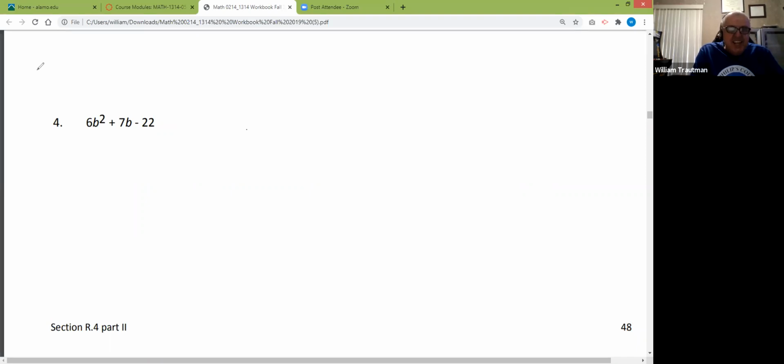Please. I'm looking for a GCF. There's no B in the last one, and 2 goes into 6, 3 goes into 6, but 7 is prime. Nothing goes into that other than 7. So there's no GCF. So I'm going to factor, I'm going to multiply A times C. 6 times 22, oh man, what is that? 132?